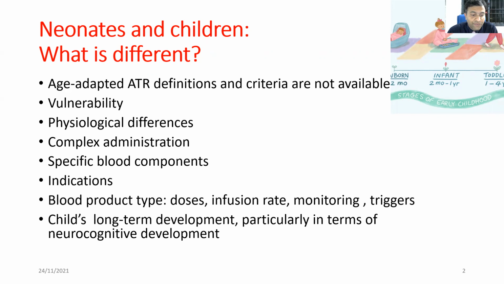The indications are different, and even the blood product type that is used, the dosage, the infusion rate, the monitoring that is required, and the triggers for transfusion are different from adults. Also, in transfusing a child or a neonate, you should keep in mind the long-term development, particularly the neurocognitive development of infants.